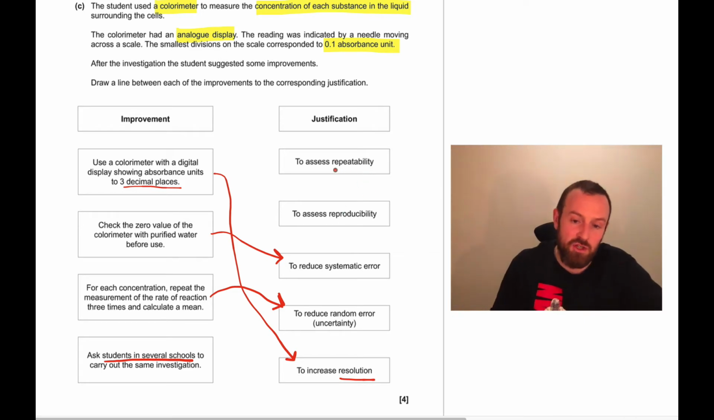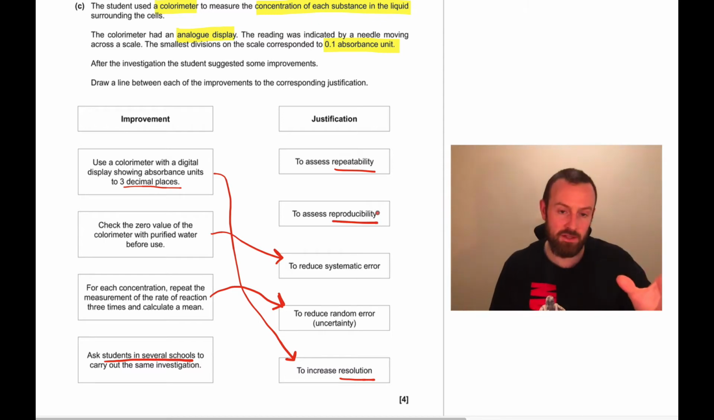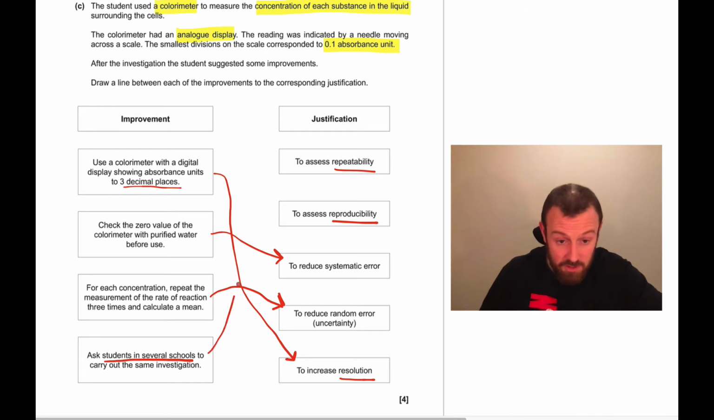So again, it's definitions. Repeatable, you. Reproducibility, somebody else. So let's join those up. That one goes to there. And we're done.